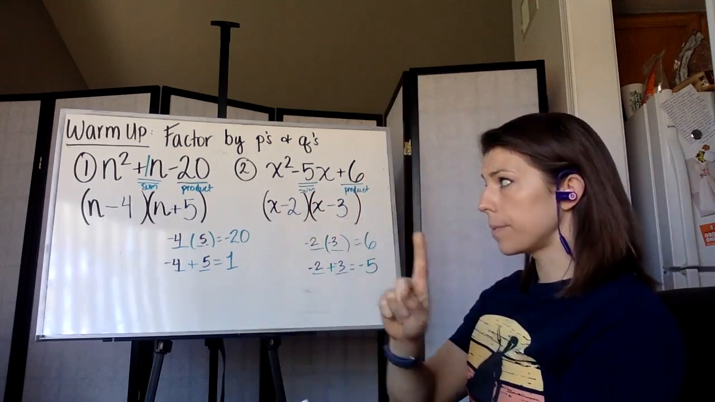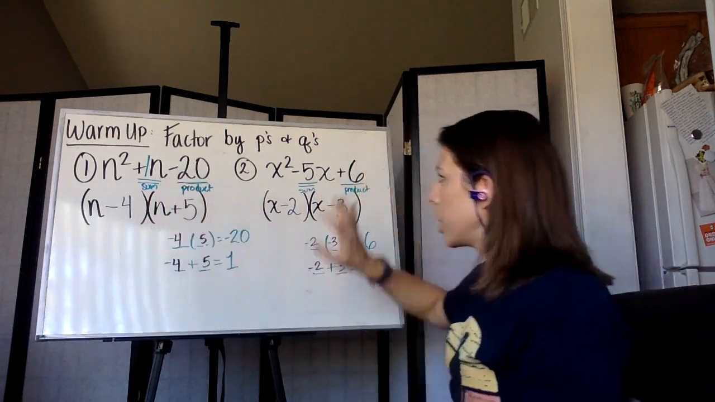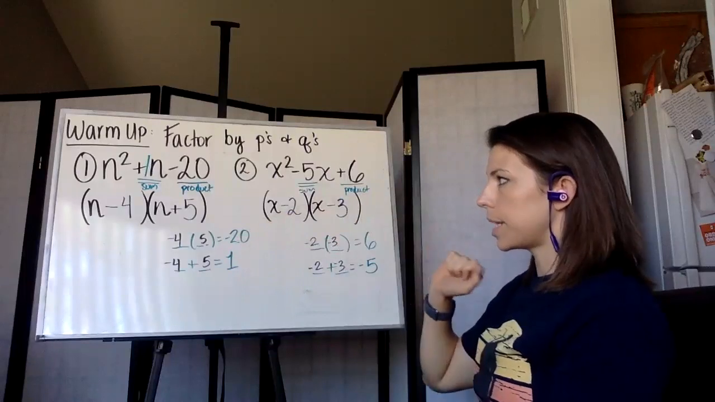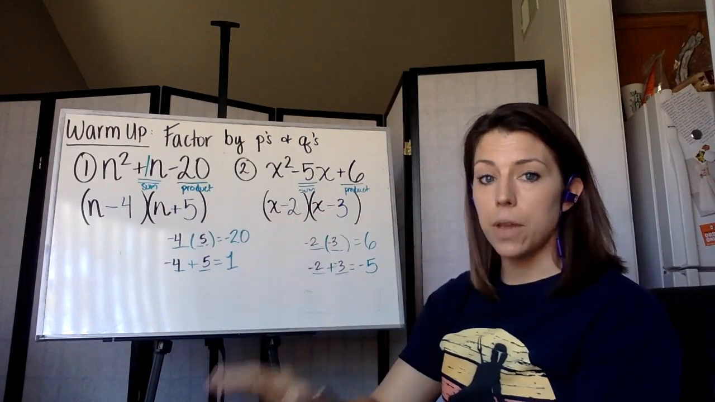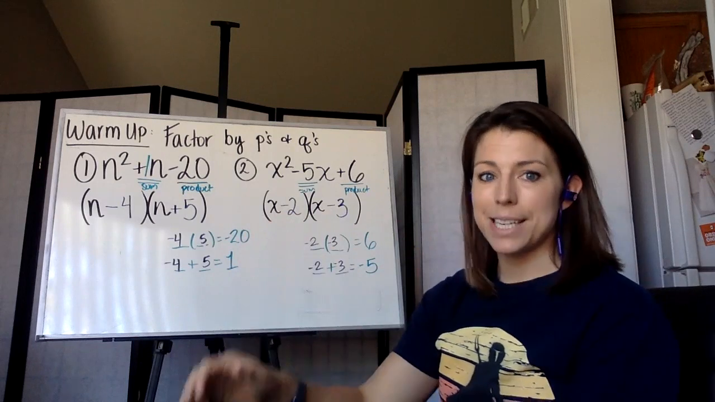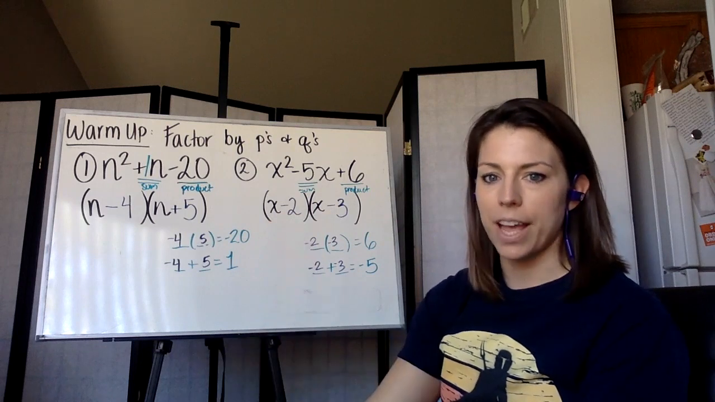Now, order does not matter. You could have also said n plus 5 times n minus 4. That's fine. You could have also done x minus 3 times x minus 2. That's also fine. But this is called factoring with P's and Q's. If you cannot factor with P's and Q's, today's going to be very difficult for you. But I know that you all can, so we're going to be just fine.